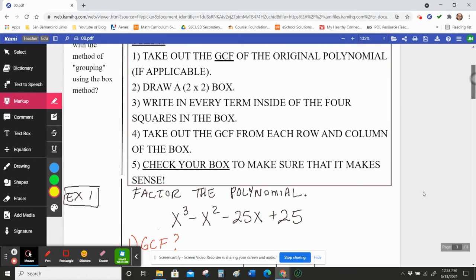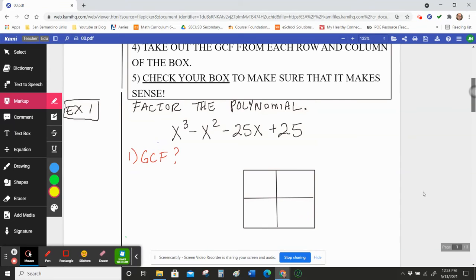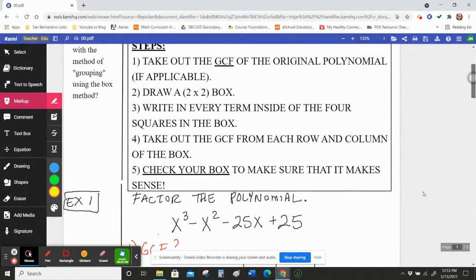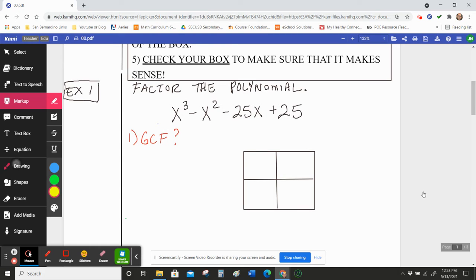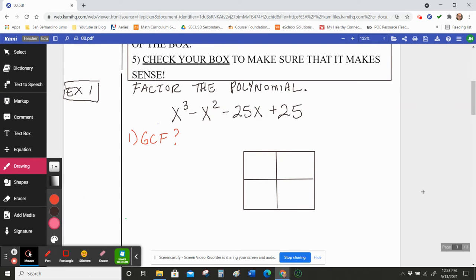And then step number 3, which we just did already, I already have that pre-done for you. Step number 3, write every term inside of the 4 squares in the box. So let's do step 3 now. So what does that mean? We're going to put the first term where it corresponds on the first section of the box. The second term will go in the second box. Don't forget the signs. Third term will go in the third little box. And then the last term will go in the last section of the box.